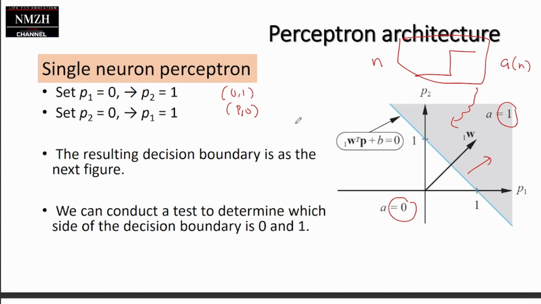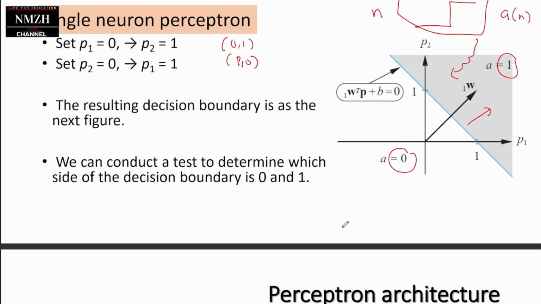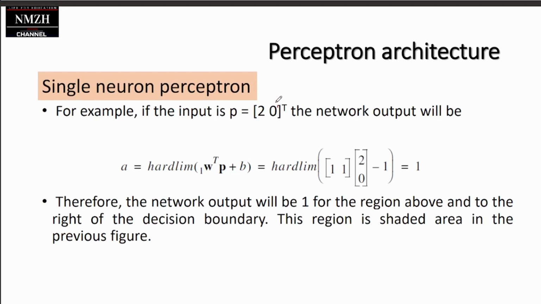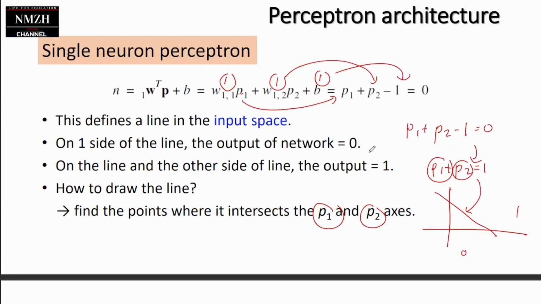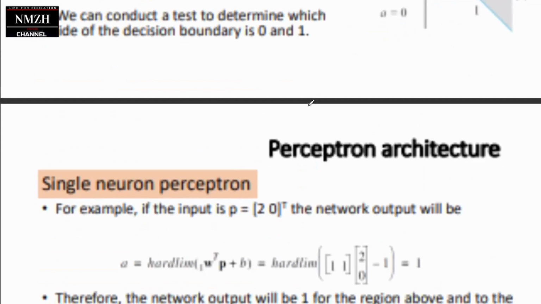Okay, right. So we can conduct a test to determine which side of the decision boundary, 0 or 1, the data falls on. Okay, so now we just put in some data. It's not random data. For example, the data here is 2, 0 because of T. So basically the P right here becomes this because of the transform. Okay, so P is here and the weight over here is given as 1, 1. Remember this one, 1, 1, and the bias is minus 1.